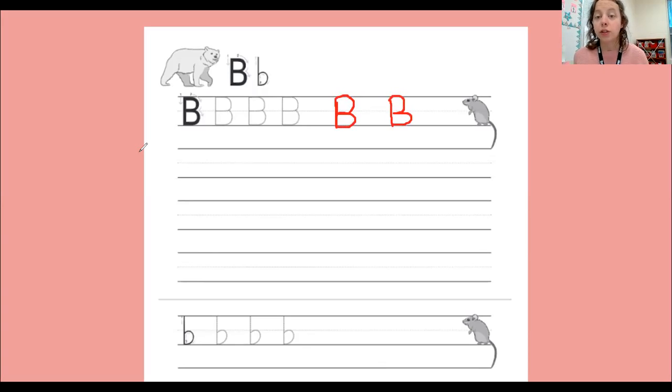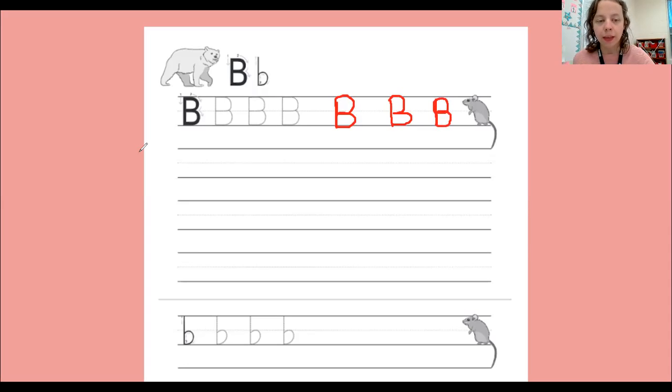And now this letter stays in between the three lines. It doesn't come past the foot line. It doesn't go above the ear line. It stays in between, okay? So again, it's a straight line down, back up, curve, curve. It almost looks like the number 8, but a little different.